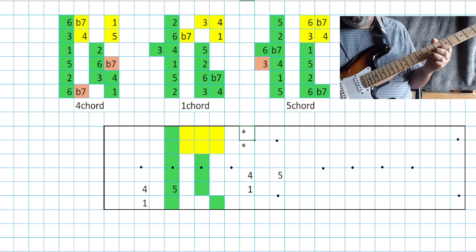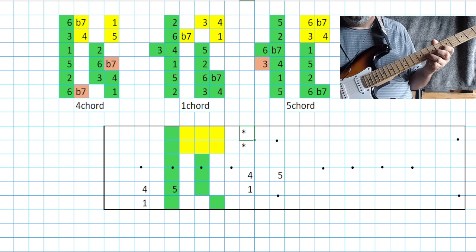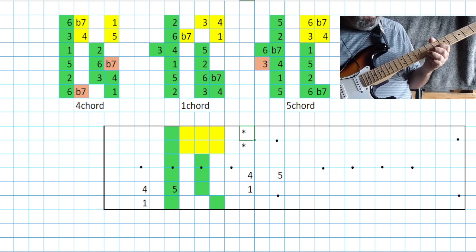G, 4 chord, 4 chord to the 4 chord, to the G, 5 chord.